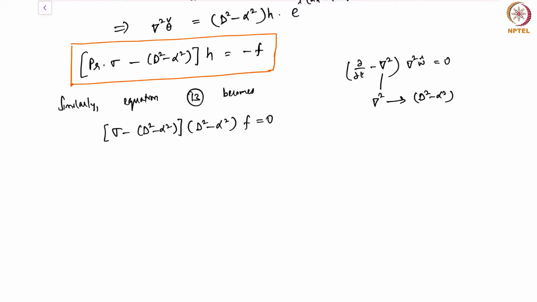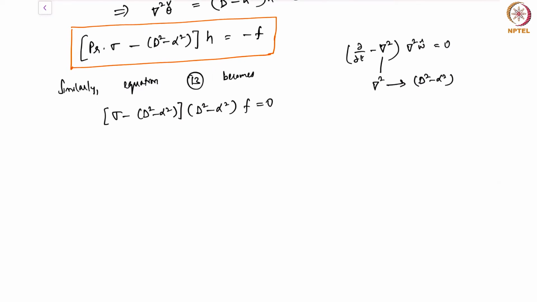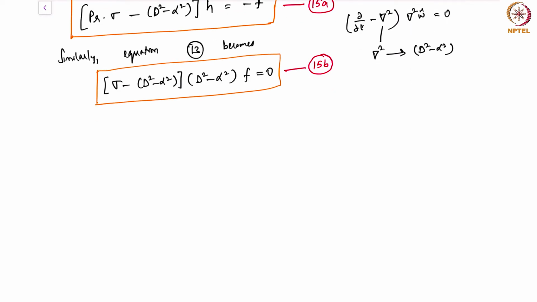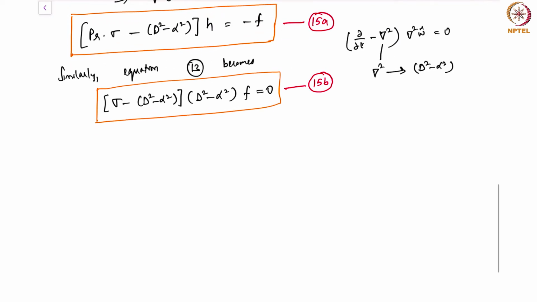Now we can write this as another equation. We can give these equations labels. Let's call these equation 15a and 15b. So we have two equations. Equation 15 has two parts, a and b. So a is coming from the temperature equation, and equation 15b is coming from the perturbation velocity equation. Now we will proceed further with the way that Pearson did.